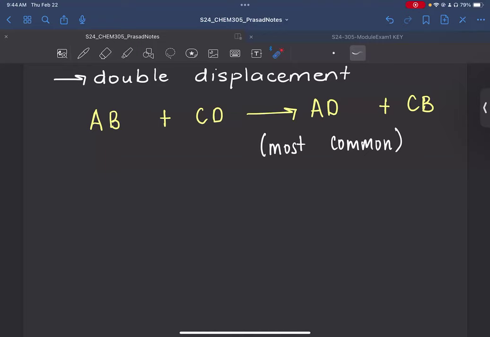For the next couple lectures, I highly encourage you to continue to bring this particular sheet back to class. It'll be a quick reference for us. That's double displacement.